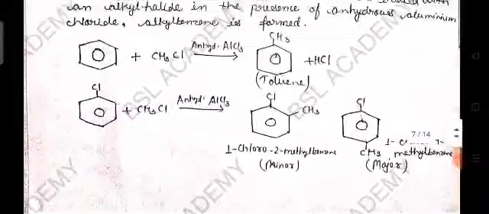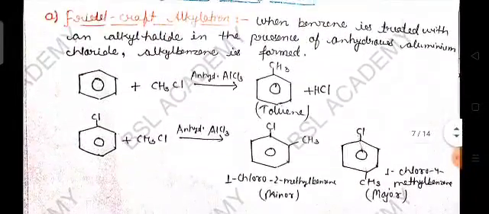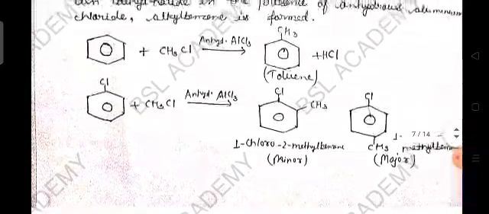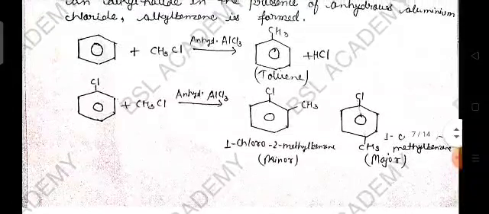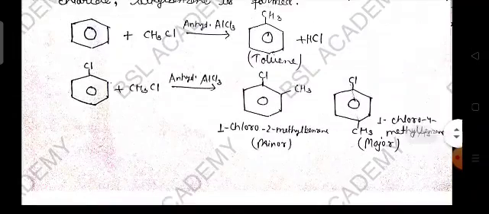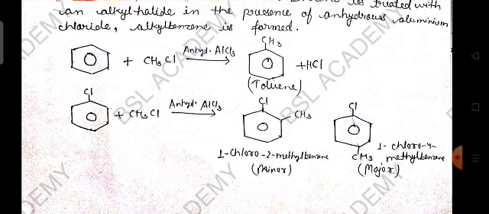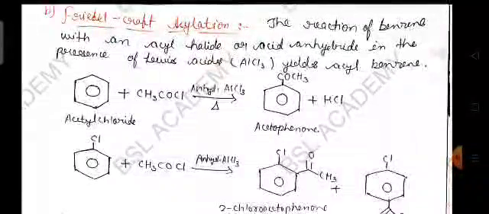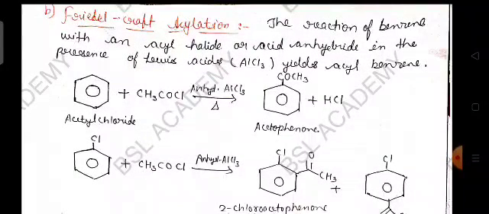Now next, acylation. So here we have discussed alkylation and there are many examples of it. We have discussed very few examples, so you can understand. Hope you will understand. So let's discuss acylation. The reaction of benzene with an acyl halide or acid anhydride in the presence of Lewis acid AlCl3 yields acylbenzene.